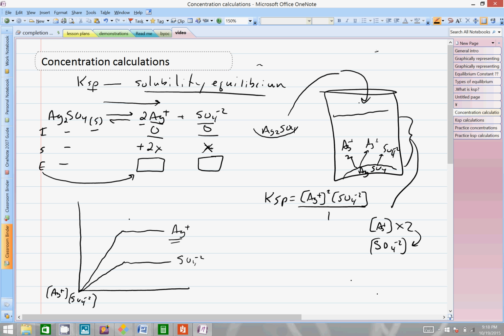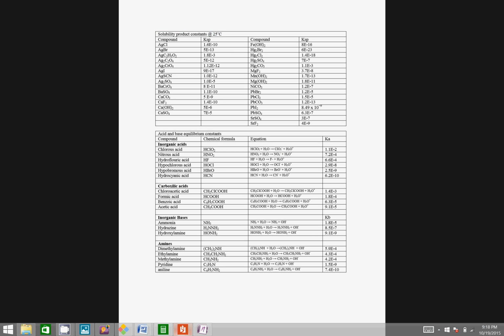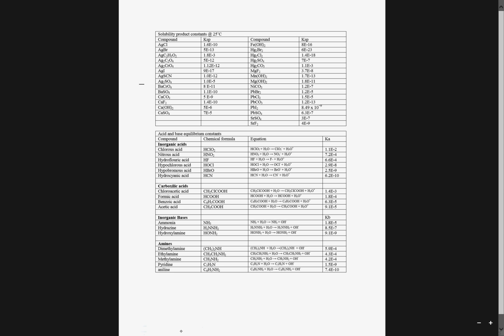Alright, so this is a pretty standard ice table, and it usually involves something we want to find, which is an equilibrium constant, concentration. So if I want to find the concentration, usually I have to be given the KSP. So let's look up the KSP value. This is a KSP value chart that I usually hand out in class, and you'll find the hopefully silver sulfate on here. Here it is, right here. Okay, 1.5 e to the negative fourth or fifth.